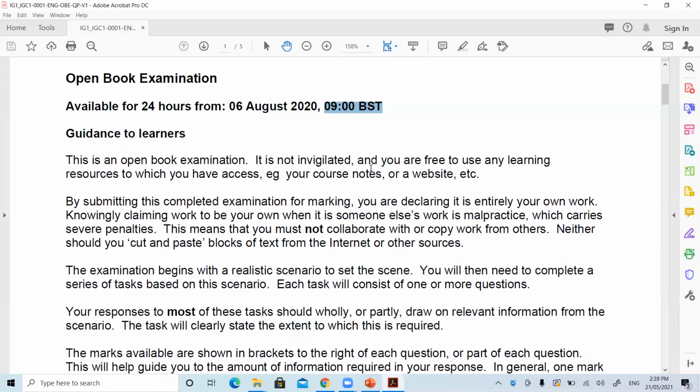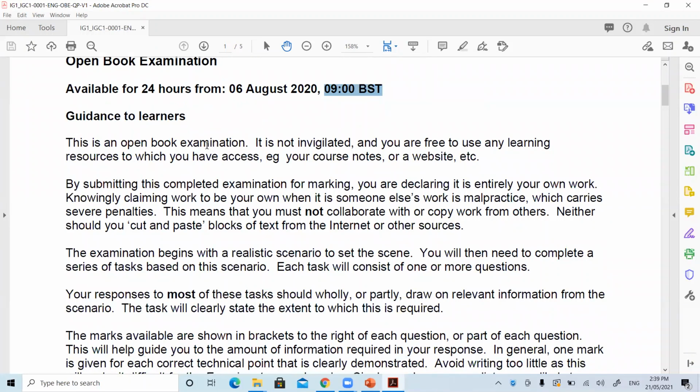Okay, so in summer, there is a difference of 3 hours between the UAE time and the UK time. In winter, the difference increases to 4 hours. But now it's summer, so the difference is 3 hours. So 9 a.m. in the UK, 9 BST, is 12 p.m., or 12 afternoon, in the UAE.